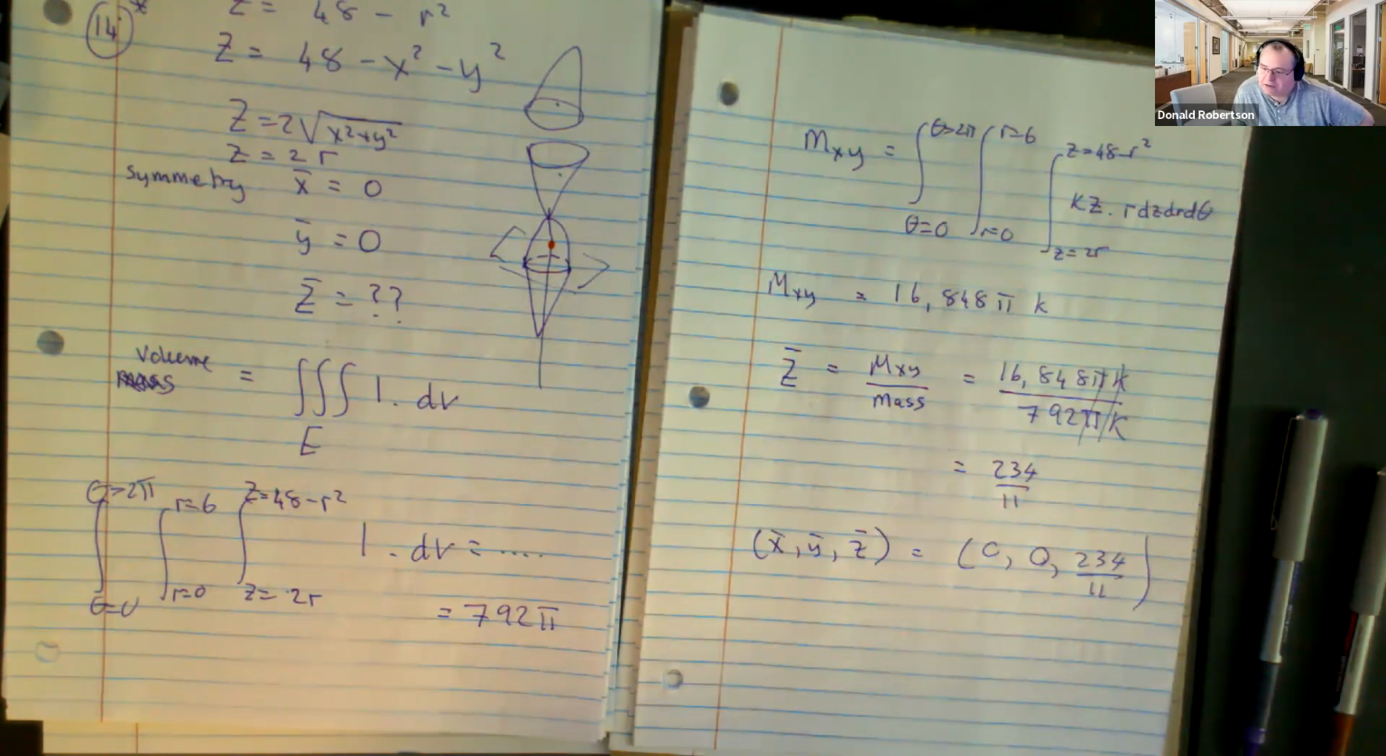Are we good on that? Now, if I gave you a question like that in a midterm, I would probably tell you the X bar and Y bar are both equal to 0 by symmetry, and just ask you to find the Z bar. So you know you don't need to do everything, just to make your life a bit quicker.